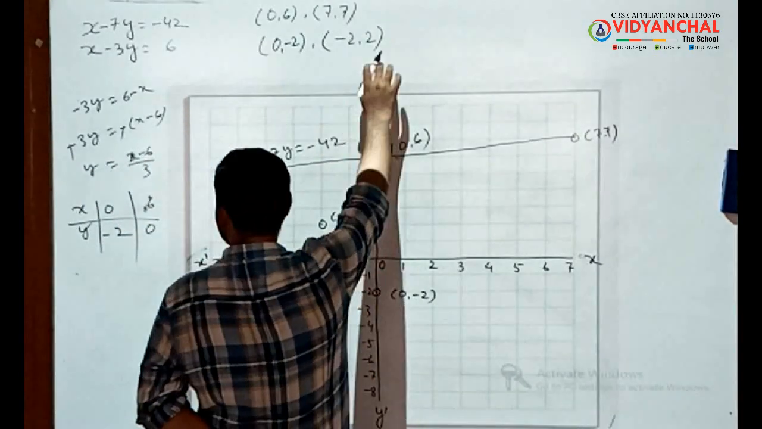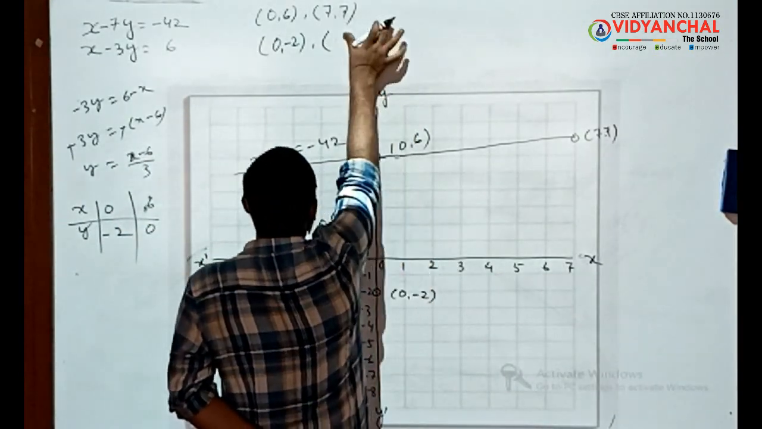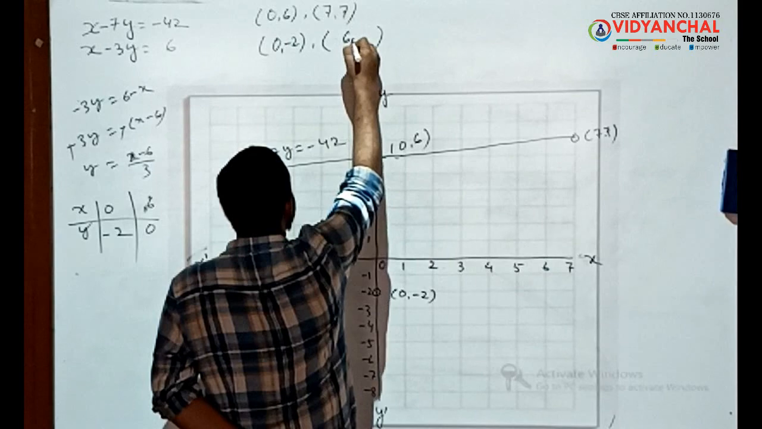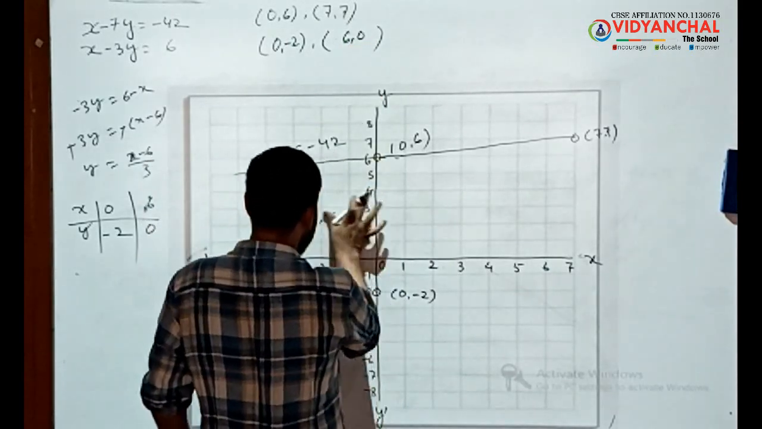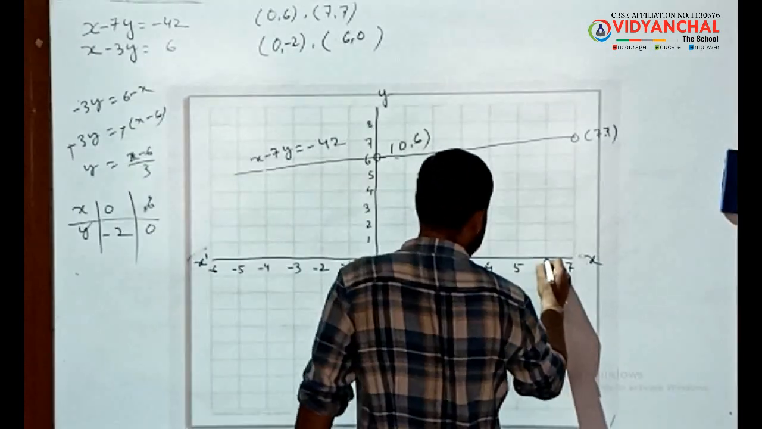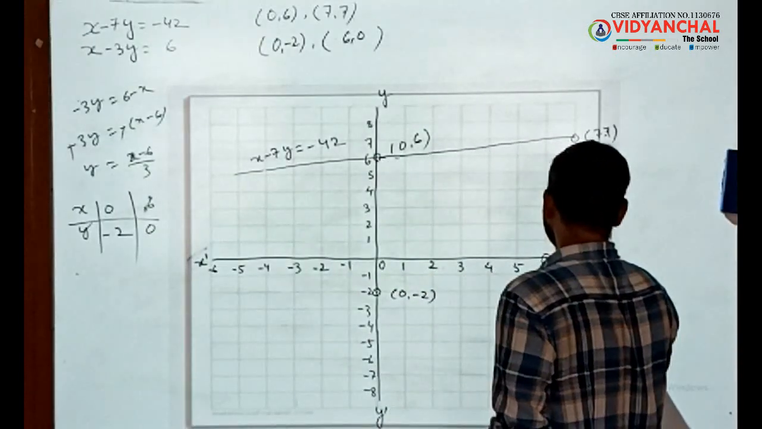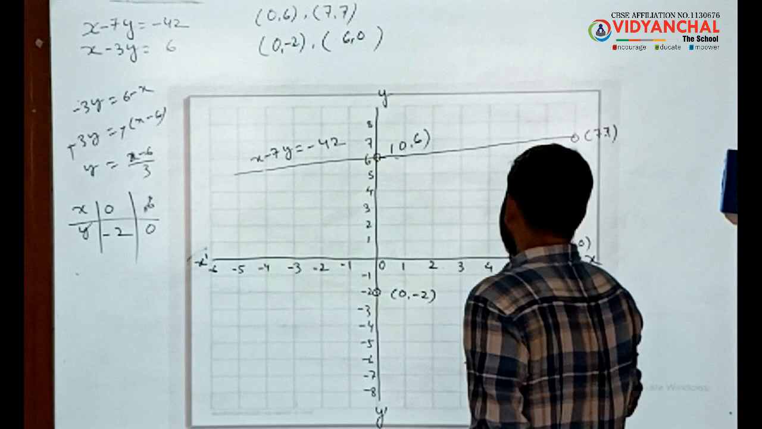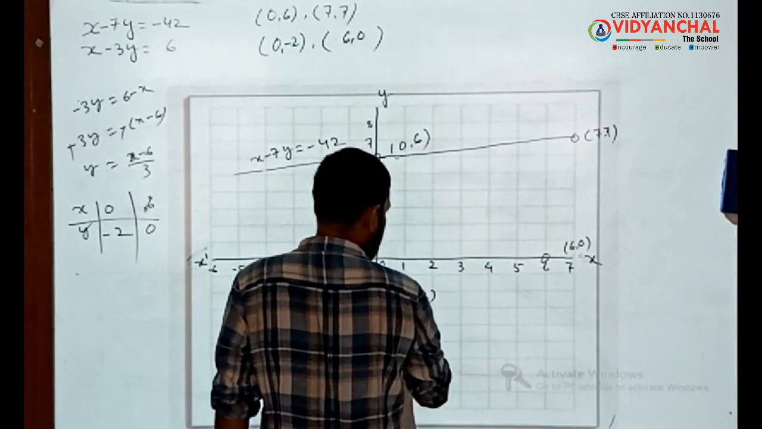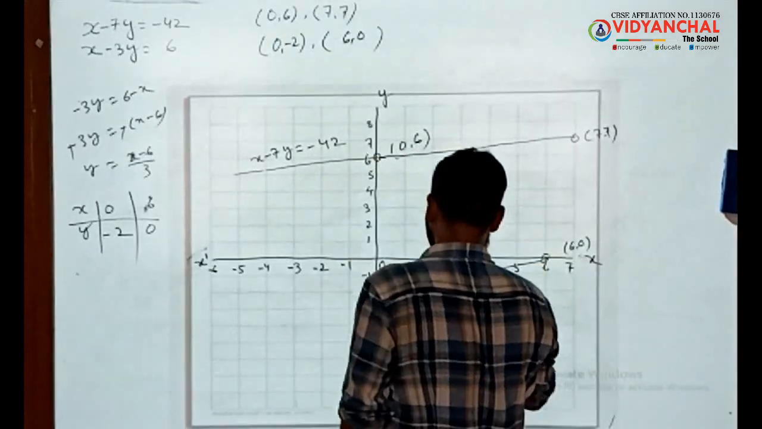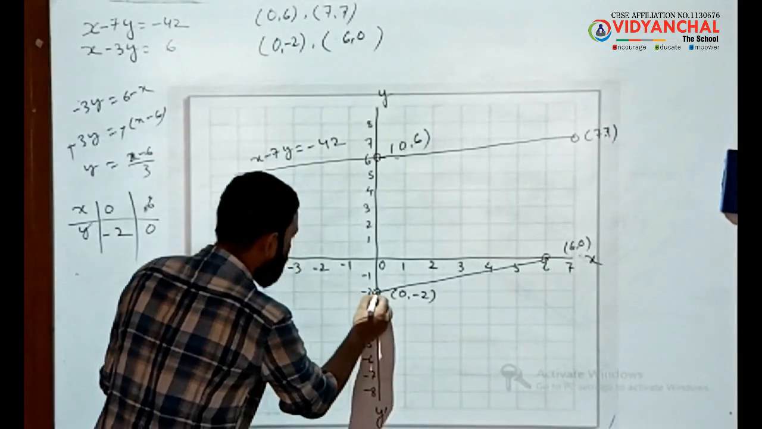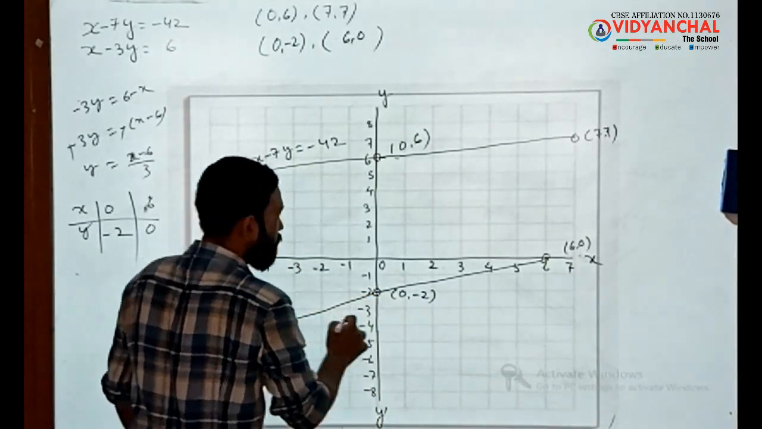So let's change it: make it 6 comma 0, right? Now 6 comma 0, this is our coordinate. Now we'll join these points also, and we'll produce the line a little bit on both sides.